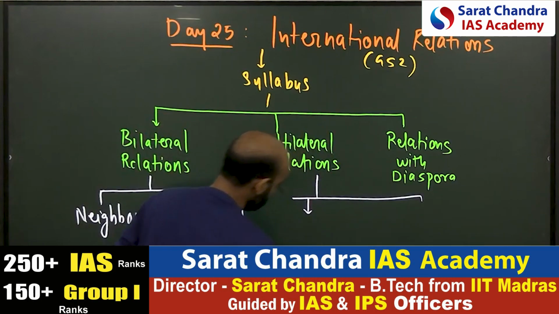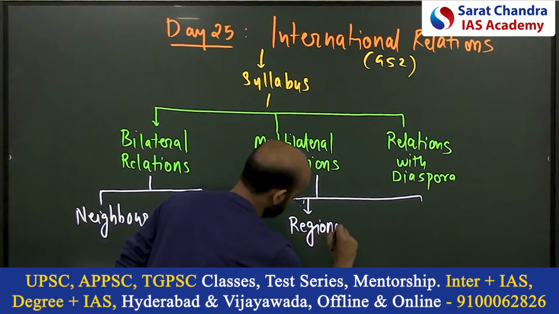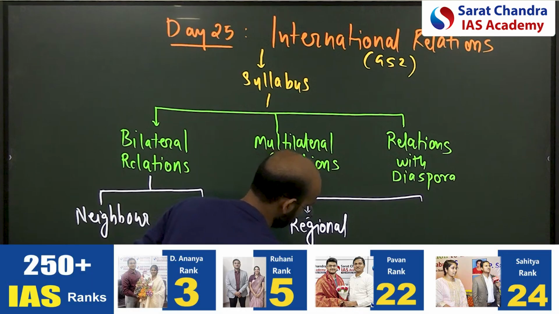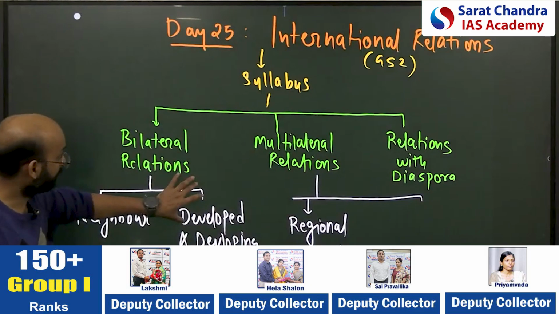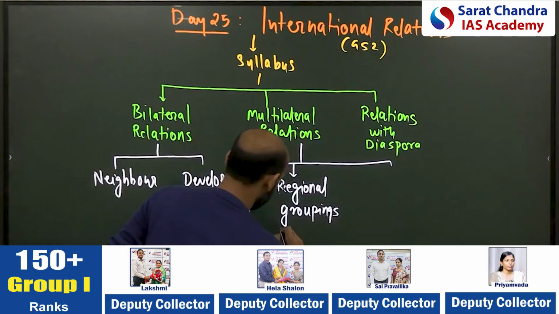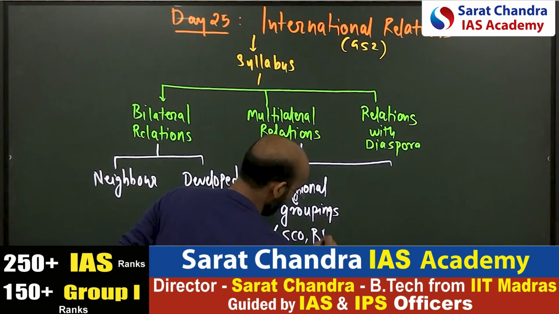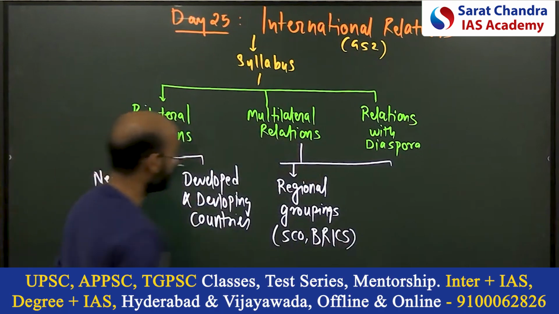One type is related to regional groupings, like SCO, NATO. They have already asked a question on SCO. Like BRICS, highly in the news, BRICS. Now that has become BRICS plus.